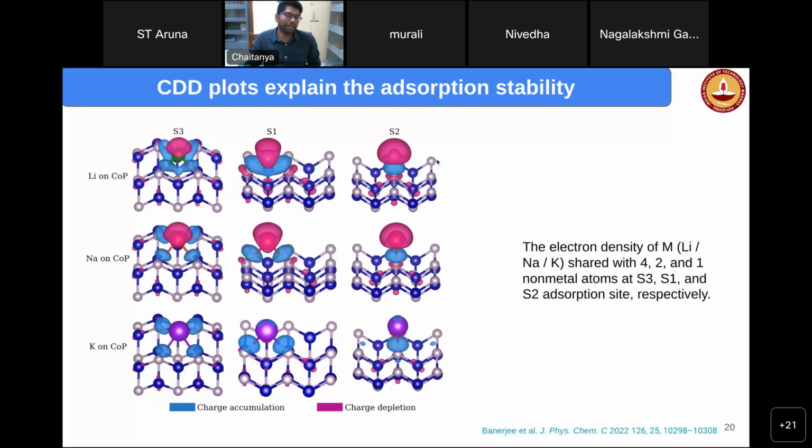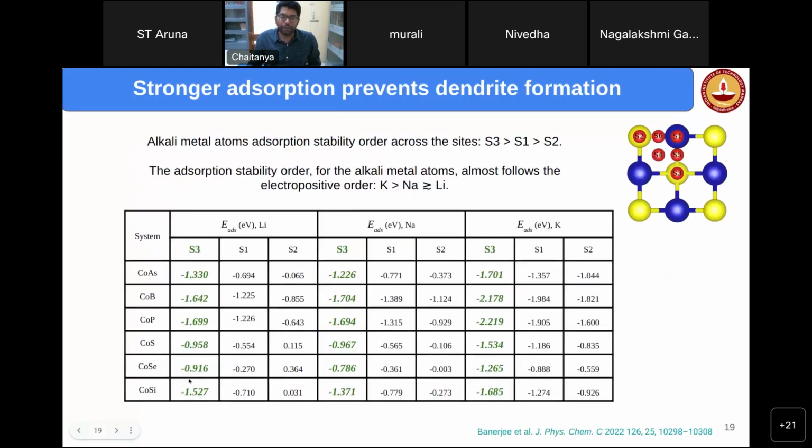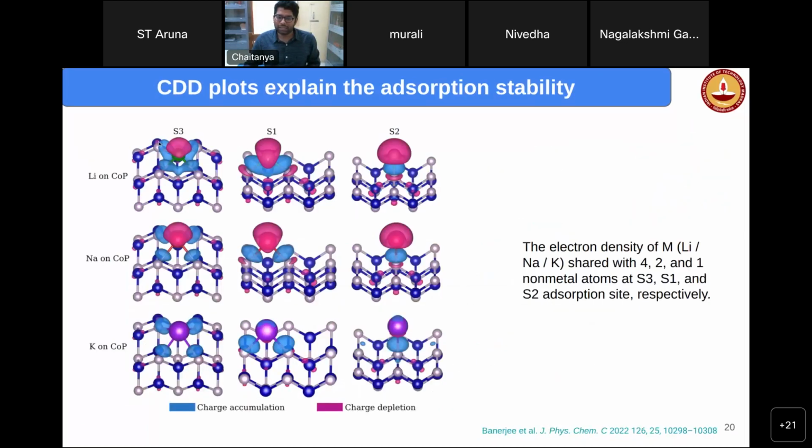Accordingly, we can clearly see that the S3 site should be the most stable site, and that is exactly what we have observed. After that should be S1 and after that S2, because S1 has 2 such anchoring points, whereas S2 has only 1 anchoring point. And that's what is happening, and the results are suggesting the same. So once we understood that, these materials can absorb these systems strongly.